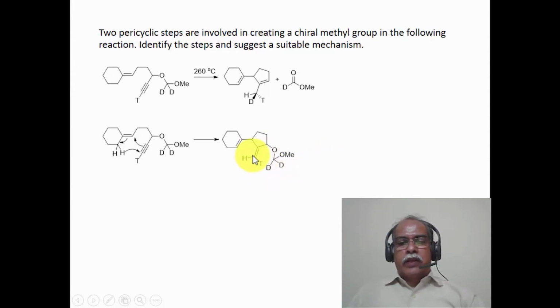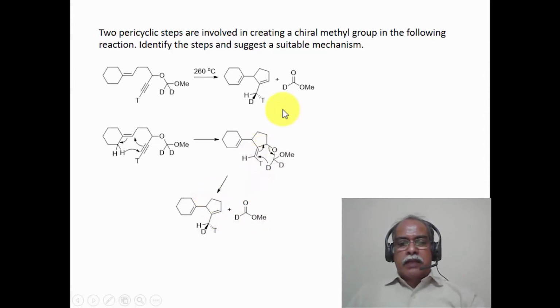Retro-ene reaction is what you need to perform in order to do this deuterium transfer over here. I will show that very clearly. You can transfer the deuterium over here with the loss of the deuterated methyl formate as the molecule. In other words, if you do an ene reaction between these two, you will get this molecule. The deuterium transfer over here onto this carbon with the concomitant formation of a carbon-oxygen bond should give this.